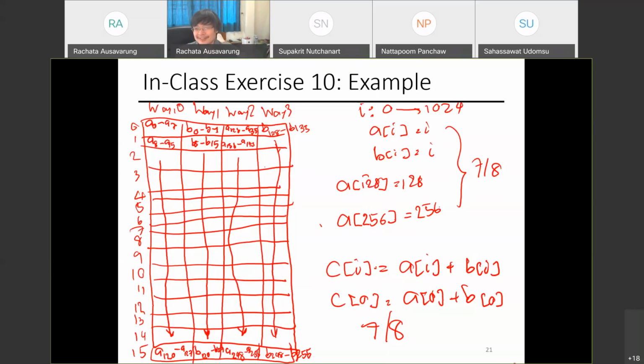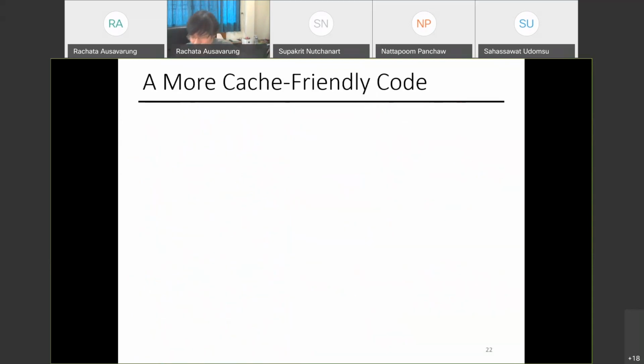Who wants to say yes? I'm going to show you how, actually. So the answer is yes. You can actually write this program to get a better hit rate. Let me give you one example.